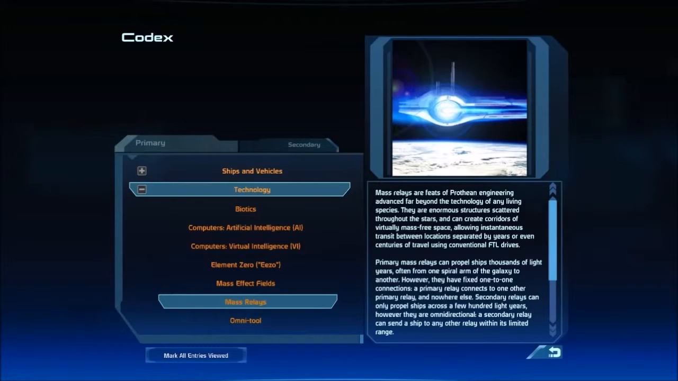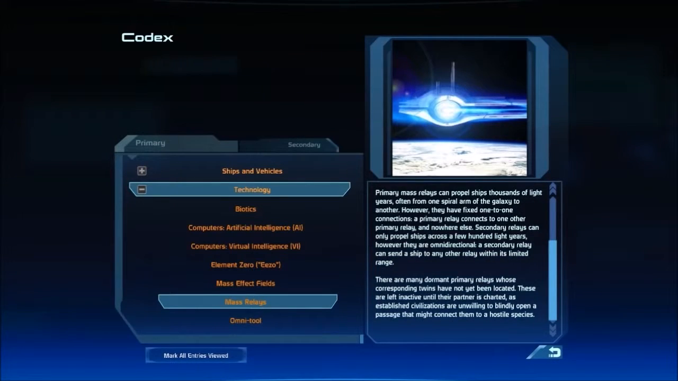Secondary relays can only propel ships across a few hundred light years. However, they are omnidirectional. A secondary relay can send a ship to any other relay within its limited range. There are many dormant primary relays whose corresponding twins have not yet been located. These are left inactive until their partner is charted, as established civilizations are unwilling to blindly open a passage that might connect them to a hostile species.